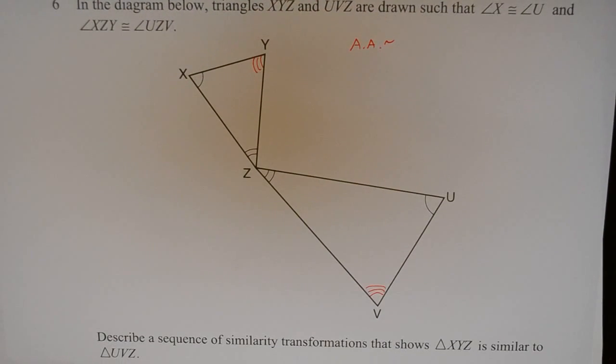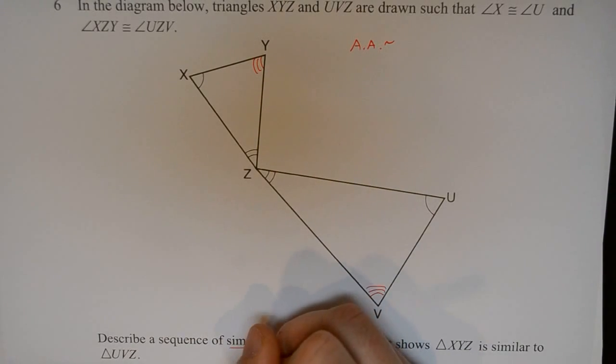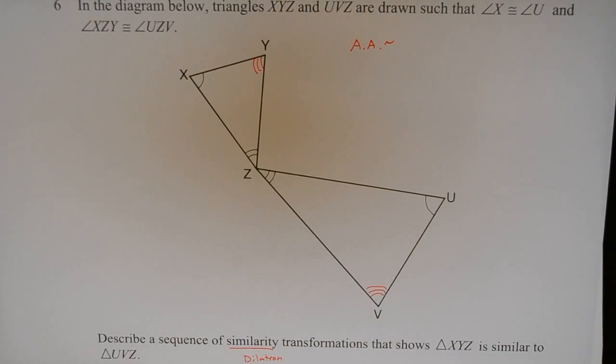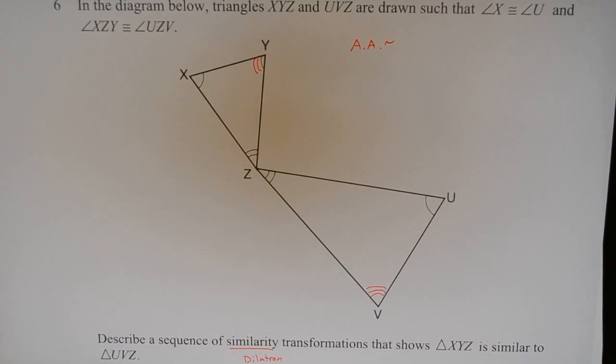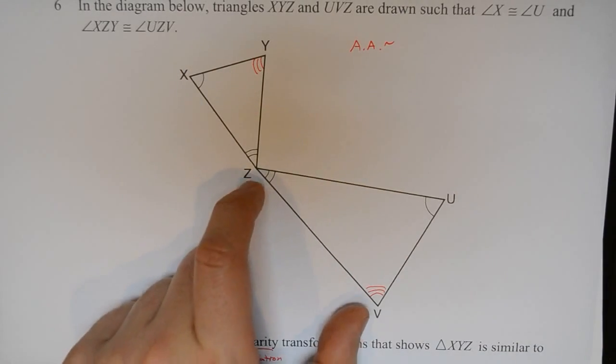So what they're asking us to do is describe a sequence of similarity transformations that shows triangle XYZ is similar to triangle UVZ. Well, similarity transformations, there's only one of those, right? That's dilation. That changes the length, but it does not affect ratios or angle measures, okay? So this is going to be very simple to do. What we need to do is dilate by an amount that's going to make this length match with this length.